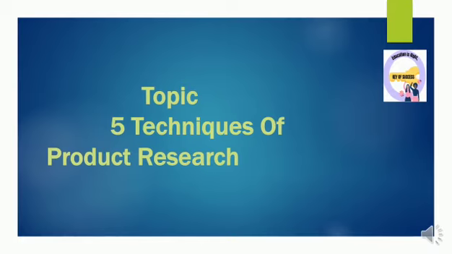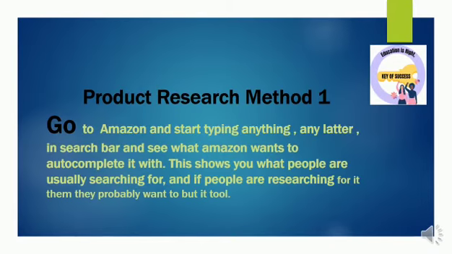Today's video topic is 5 techniques of product research. Method 1. Go to Amazon and start typing any letter in the search bar and see what Amazon wants to autocomplete with. This shows you what people are usually searching for, and if people are searching for it, then they probably want to buy it.